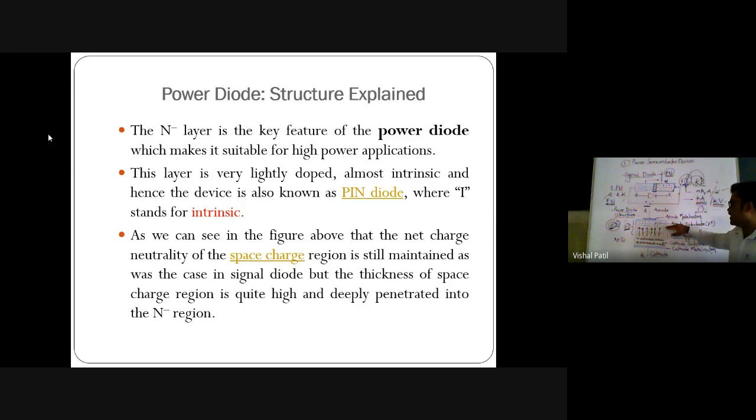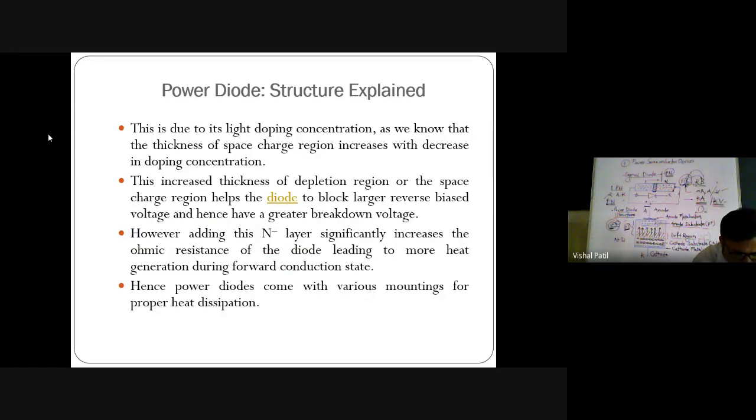In fact, the anode substrate is occupying very little space across the structure of the power diode. But the drift region has enough scope to increase in its space epitaxially. Next, this is due to the light doping concentration.